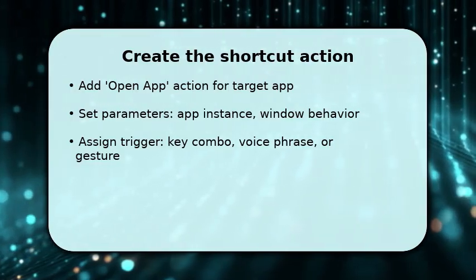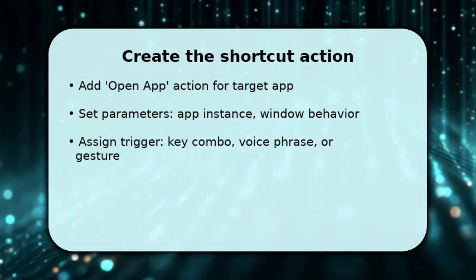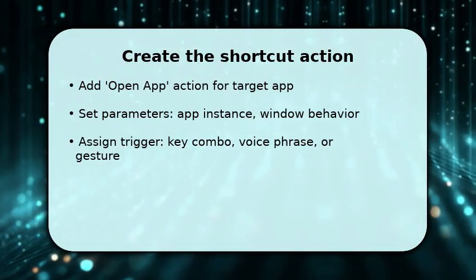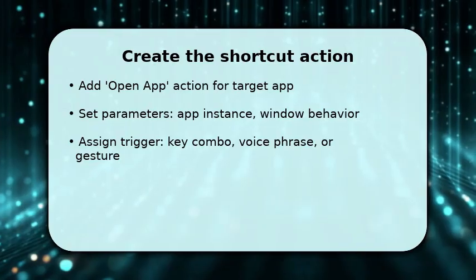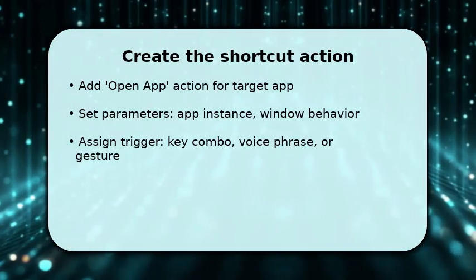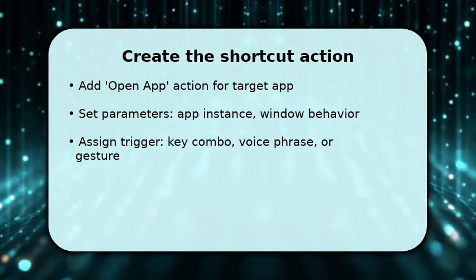Next, assign the trigger: press the key combo, record the voice phrase, or map the gesture. Make sure triggers don't conflict with existing shortcuts. Resolve conflicts now so activation is reliable.